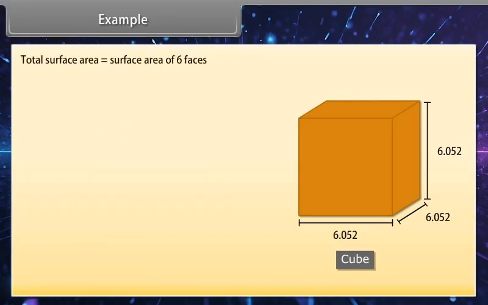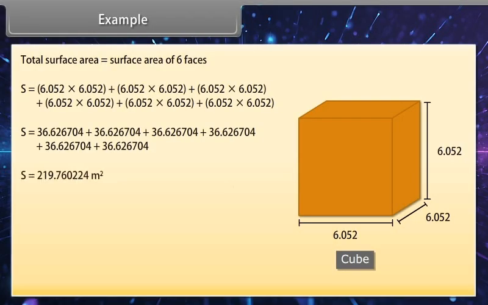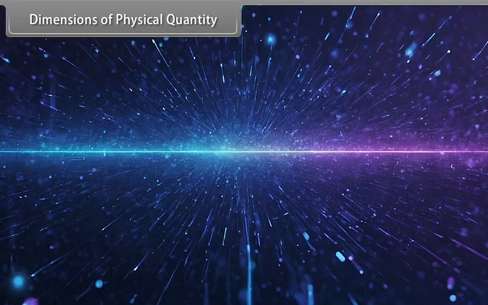Total surface area is equal to the surface area of 6 faces. After calculation, we get S = 219.76 meter square. Each product has components with 4 significant figures. The final result also should be in 4 significant figures. Thus, S = 219.8 meter square.